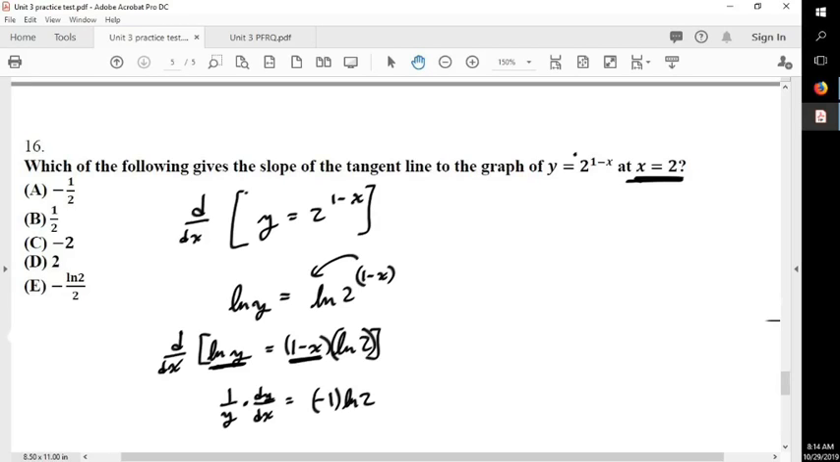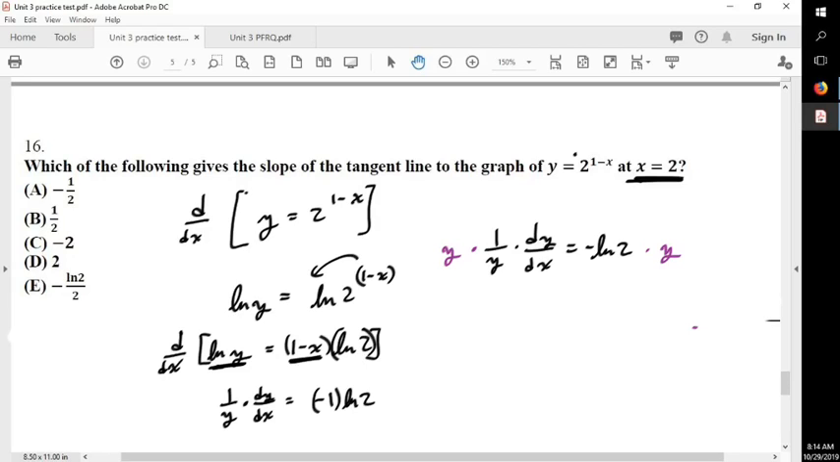So this is what we have. We have 1 over y times dy dx, which is what we're looking for. We're looking for dy dx, because that's the derivative, equals, and on this side we have negative natural log of 2. Is dy dx alone? No, so we don't know what the derivative is yet. So let's get him alone. What would I do to get him alone? Multiply by y. Or if you said divide by 1 over y, that's the same thing. Good job. So I'm going to multiply this side by y.